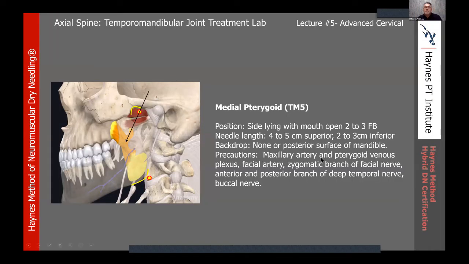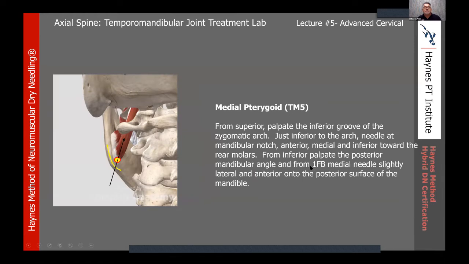So then for the medial pterygoid, again, we're still going to be side-lying here. This is the one where we're going to take a posterior approach. It can be done from superior through that zygomatic arch. It just is much more comfortable, convenient, and easy to catch it from the posterior aspect. Right there, that muscle is just sitting there waiting for us.